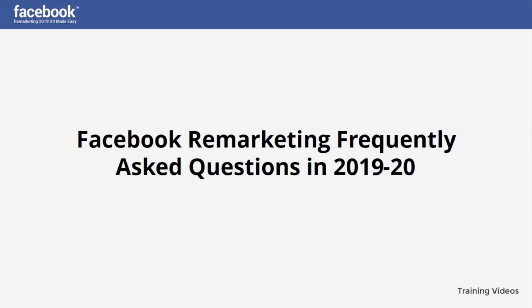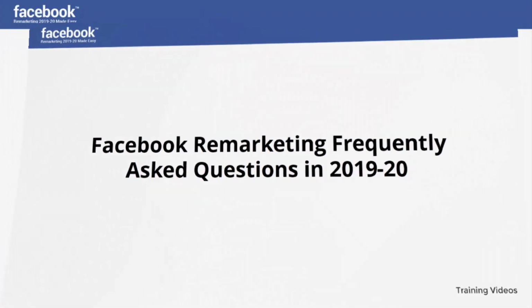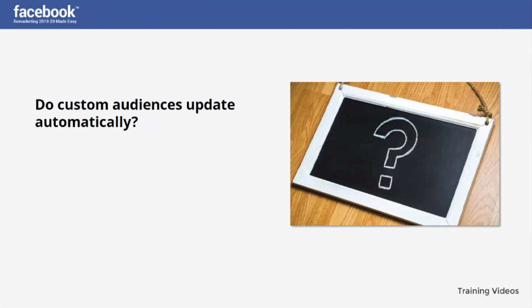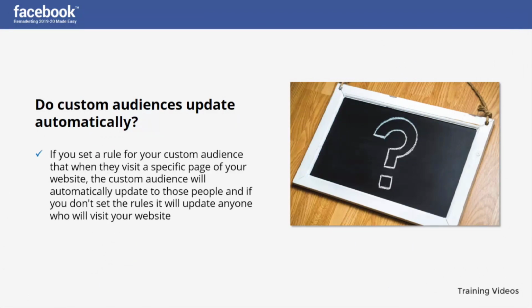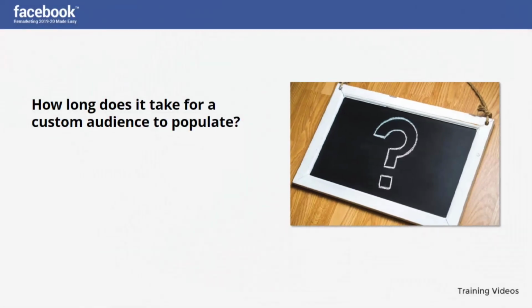Facebook remarketing frequently asked questions in 2019 and 2020. Do custom audiences update automatically? If you set a rule for your custom audience that when they visit a specific page of your website, the custom audience will automatically update to those people, and if you don't set the rules, it will update anyone who will visit your website. How long does it take for a custom audience to populate?